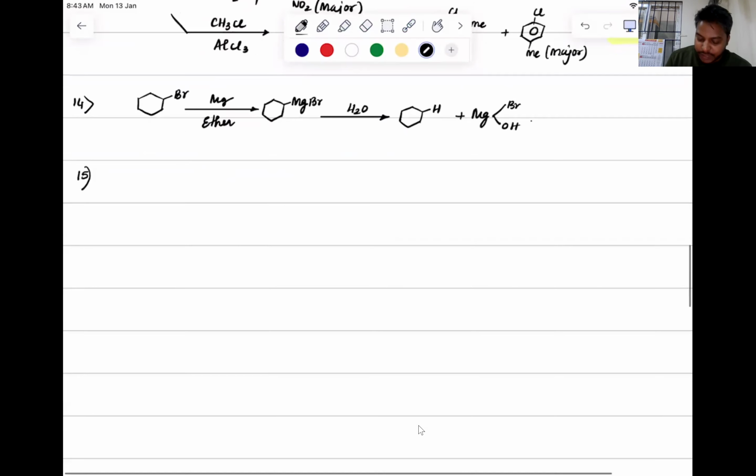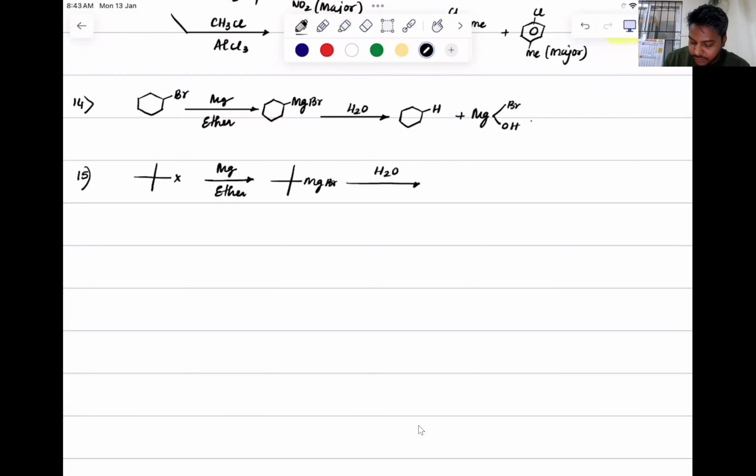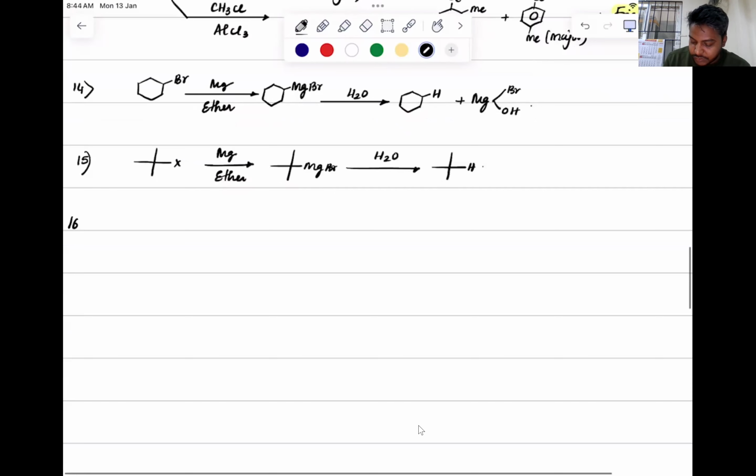This is another typical reaction. This question is given in the text of JEE Mains. So first this one, X plus X in the presence of Mg and ether. Even at a tertiary position, you will get MgBr formation. And this was further followed by hydrolysis. So that would give us this compound. So remember, this was an in-text question.